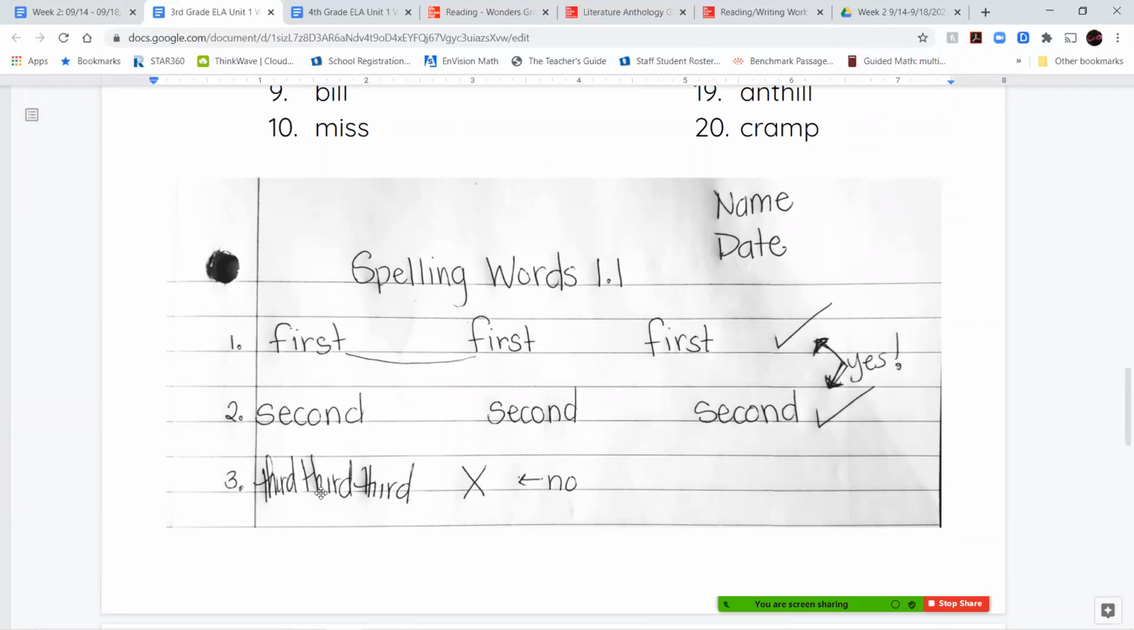But the next one, you can see that my letters are squished together. They're hard to read. My handwriting is not very good. I didn't leave my spaces the way I was supposed to, and I didn't do my work carefully. So this is not okay. Your spelling words, when you do them, should be set up like it is here on top.